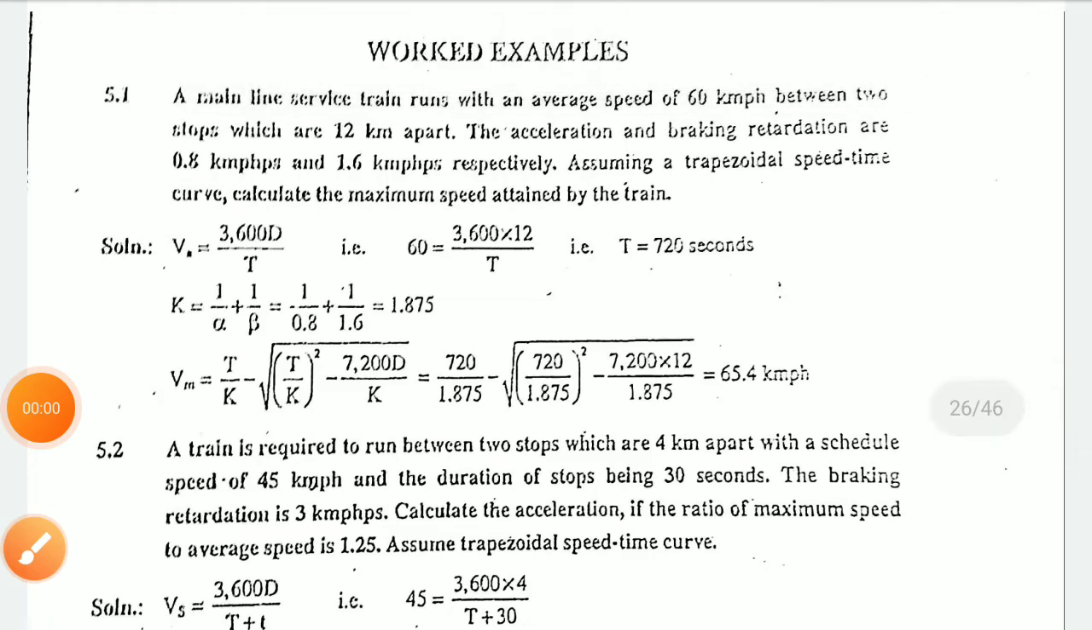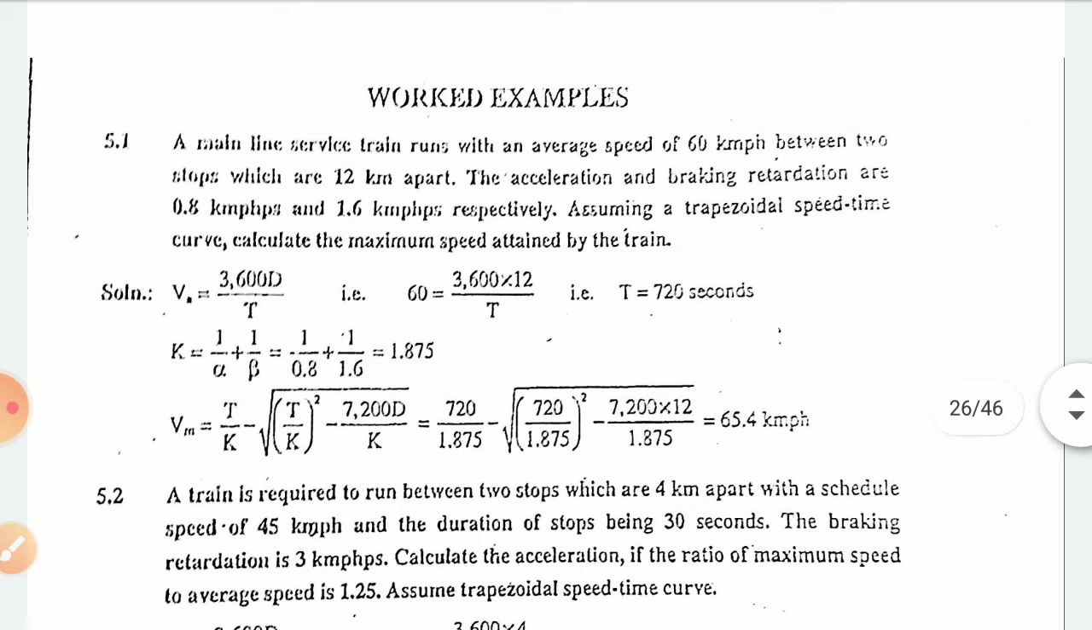Yes, students, welcome back. In the last video, we started with derivations on speed time curves, where we deduced the expressions for the maximum speed of a train and the alpha beta for the quadrilateral as well as trapezoidal speed time curve. In this session, we'll take up some problems on the same, and then we'll move further.